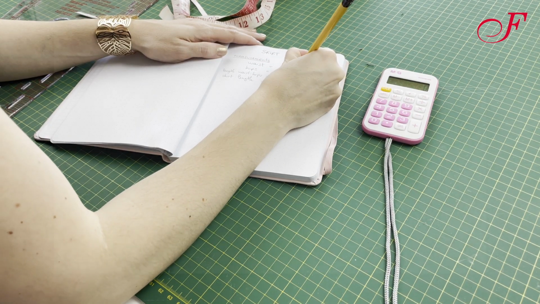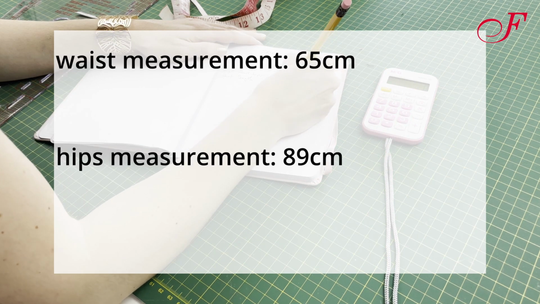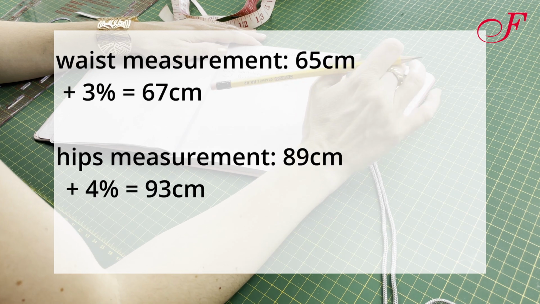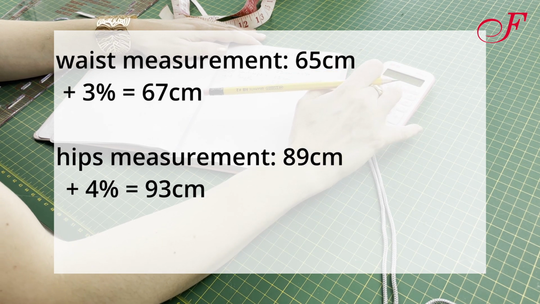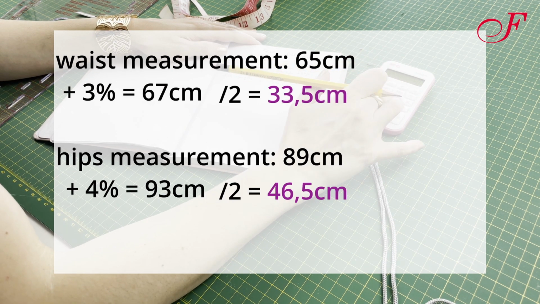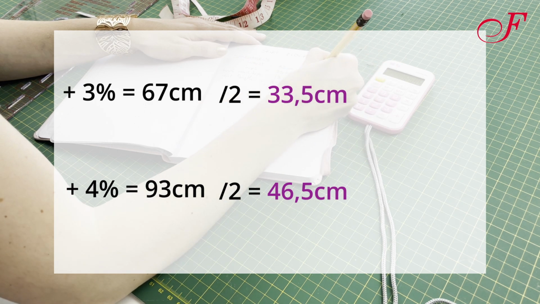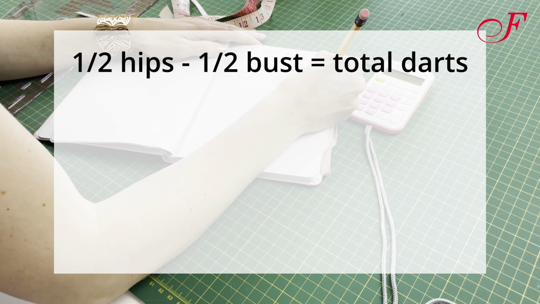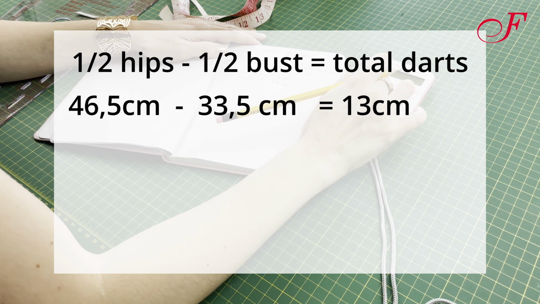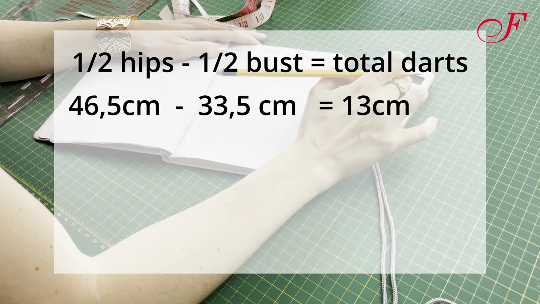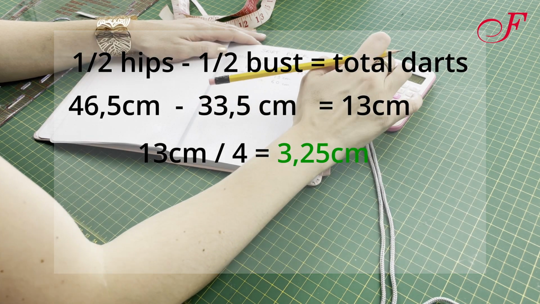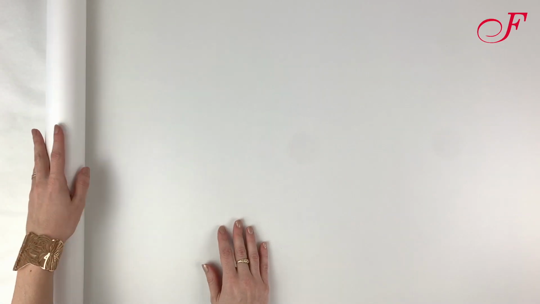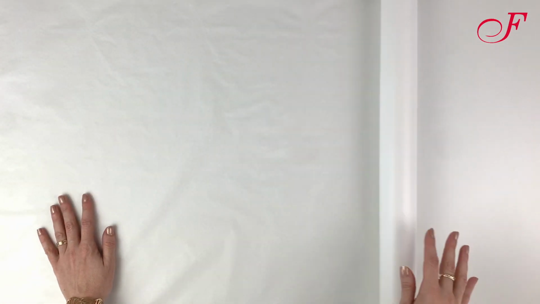Now I need to do some calculations. First, I will add the ease to these measurements for the garment to be comfortable to wear. I add 3% of the waist measurement and 4% for the hips, and I divide these values by 2. Then I need to calculate the value of the darts. It will be the difference between the half hips and the half waist. I divide this value by 4. I can start to draft.